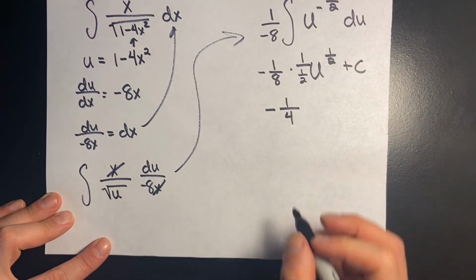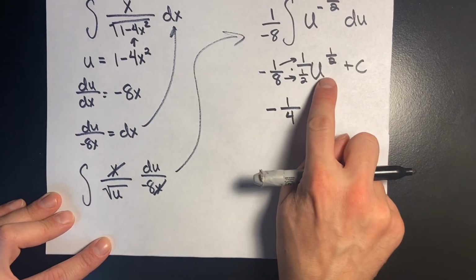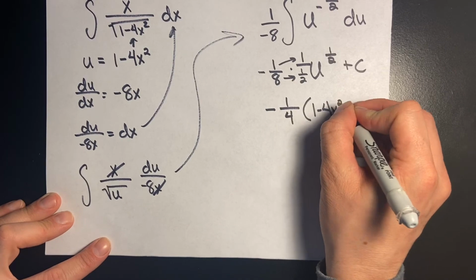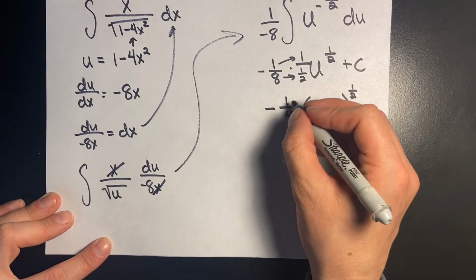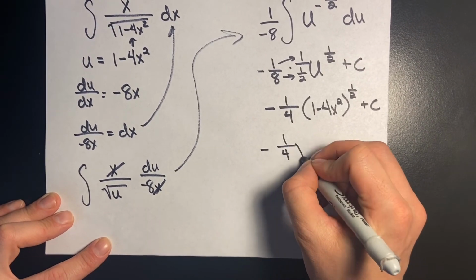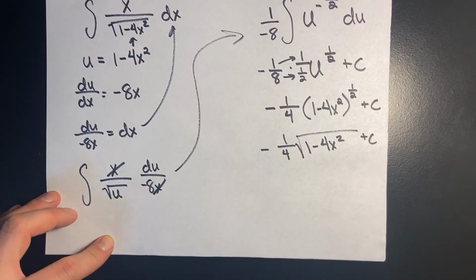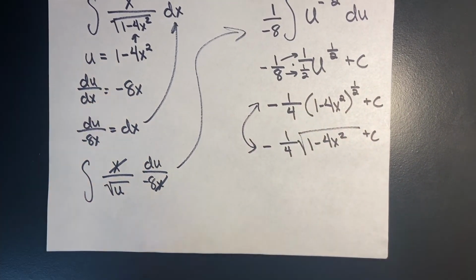And if you're like, how did you do that? What wizardry was that? 1 times 1 is 1, 8 times 1/2 is 4. u was 1 minus 4x squared, and plus c, to the 1/2. So I can make that a big square root if I wanted to. And if you left it that way, that's fine. But you know what? Let's have some fun and just write it out. These two are the same exact thing, by the way.